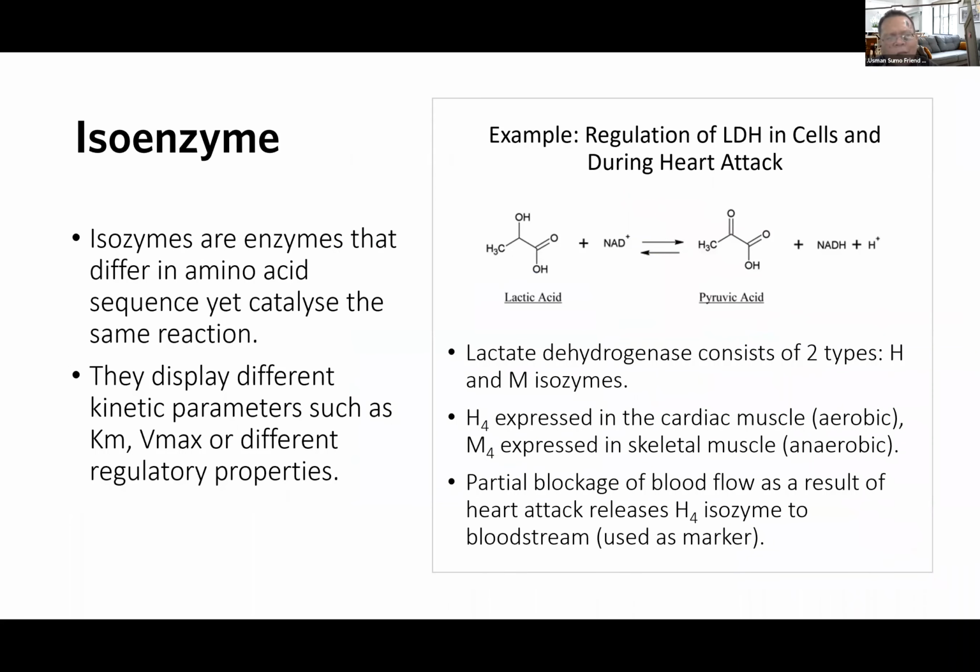Now let us discuss isoenzymes. Isoenzymes are enzymes that differ in amino acid sequence yet catalyze the same reaction. They display different kinetic parameters such as Vmax, or different regulatory properties. For example, for this isoenzyme, we can see this reaction: regulation of LDH in a cell during a heart attack. Let's see lactic acid, pyruvic acid.